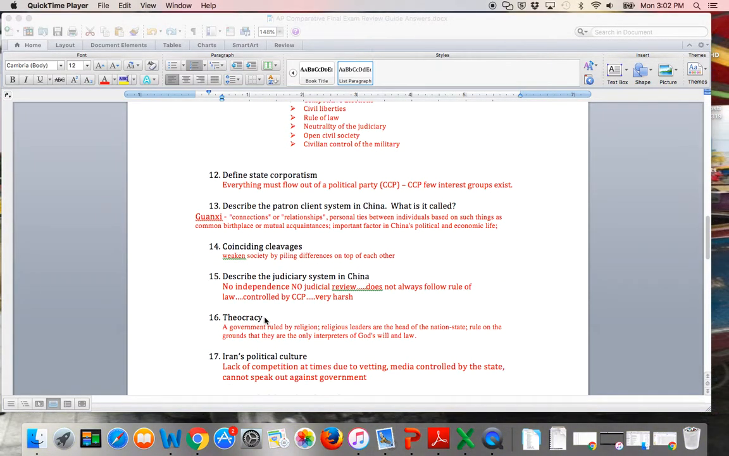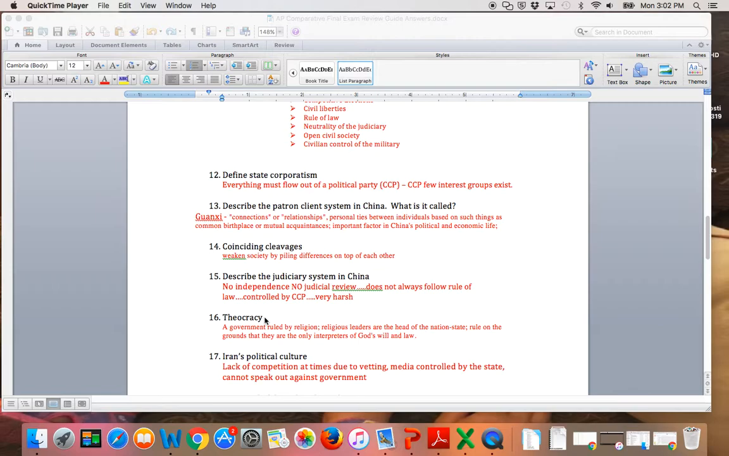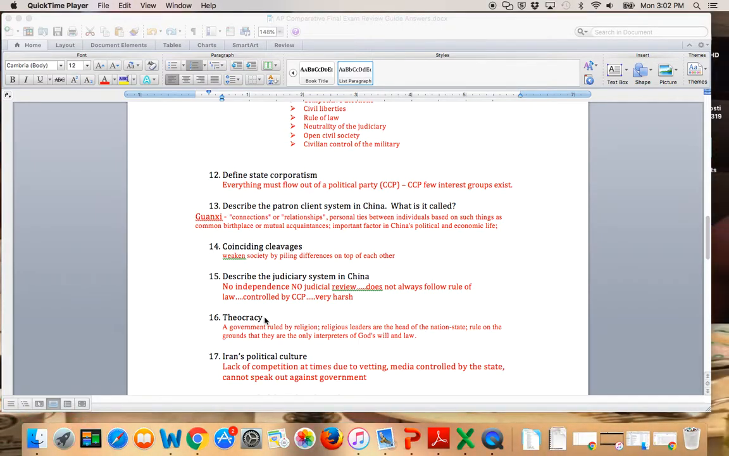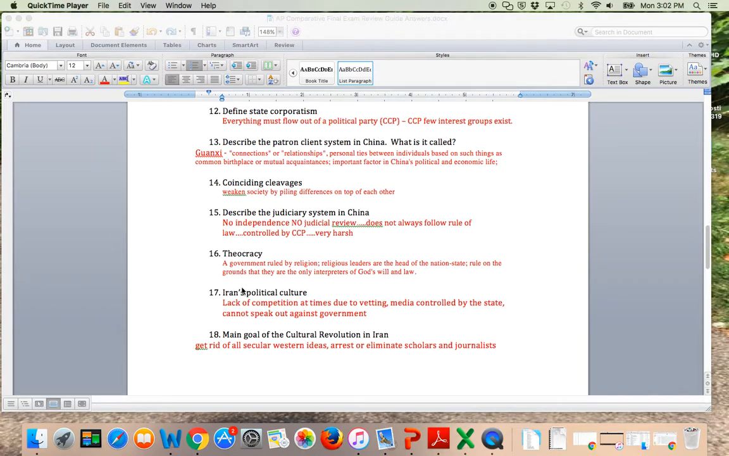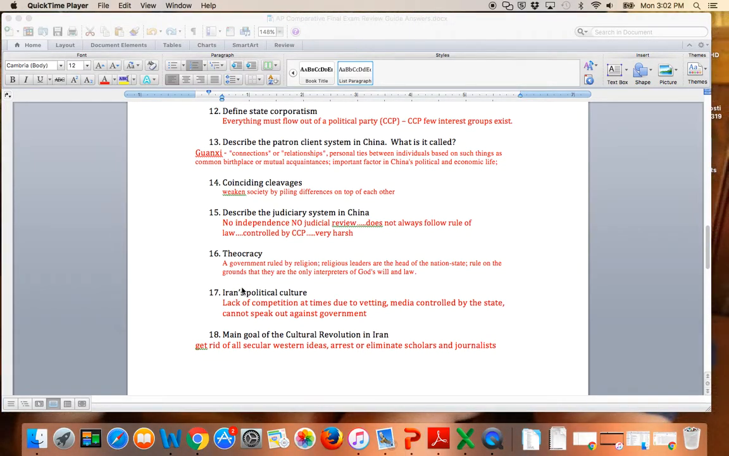And in China, guanxi, connections or relationships, so they're in their patron-client system within their Communist Party, because it's a one-party system, based on their personal ties, all the individuals, maybe a common birthplace. Coinciding cleavages weaken society, piling up differences on top of each other. Judiciary system: no independence, no judicial review, and it's controlled by the party.